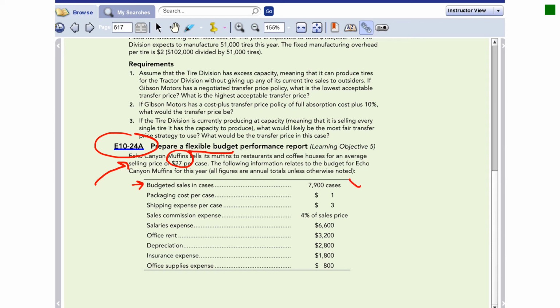You will not need that number for the flexible budget because remember on the flexible budget you're going to use the actual sales. But everything else you will use. You've got packaging costs per case, you're going to need that. That's going to be a variable cost.